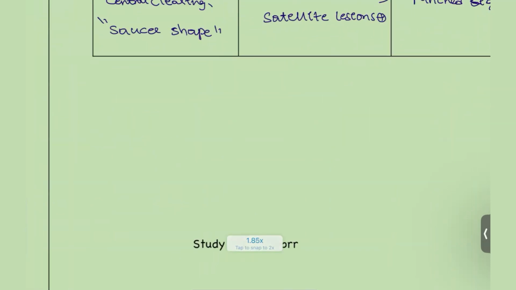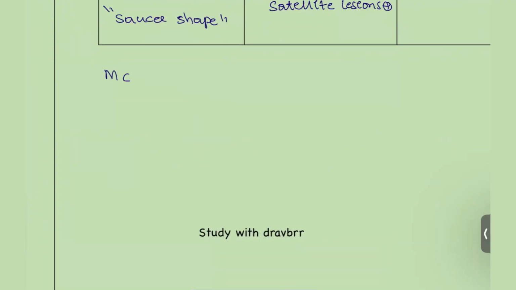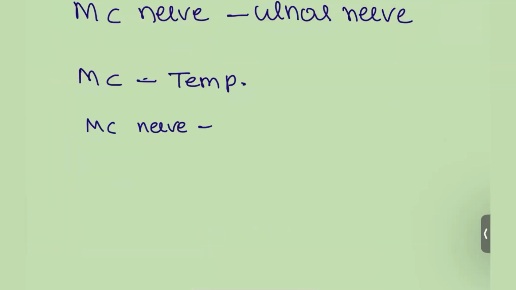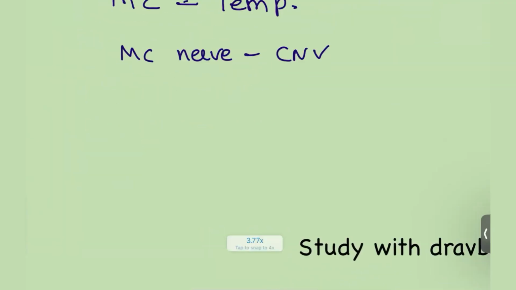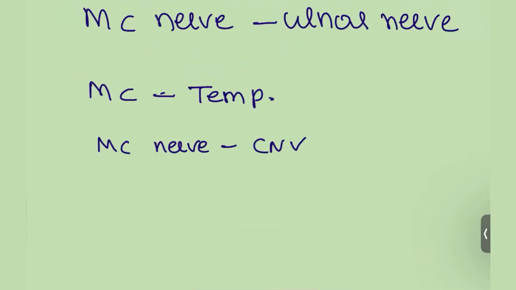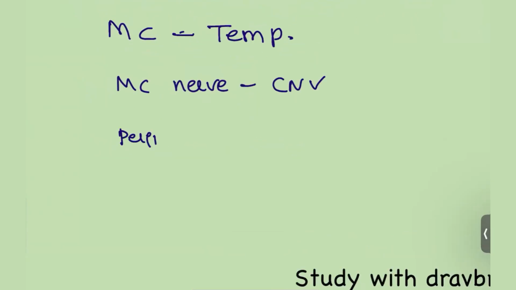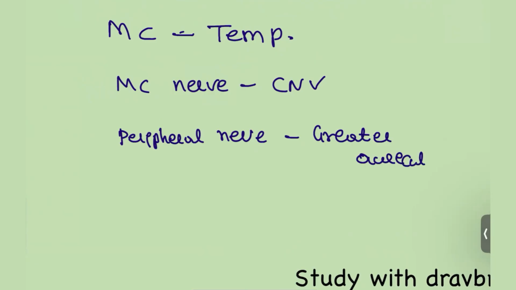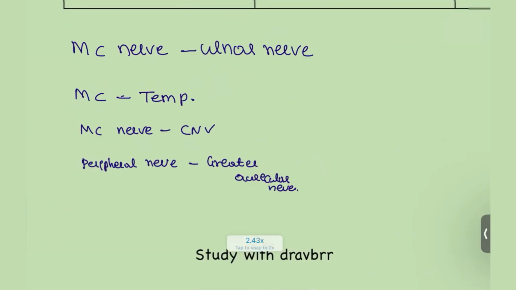Next, some of the important points. The most common nerve that is involved is the ulnar nerve. What is the first most commonly involved sensation that is lost? Temperature. Most common cranial nerve that is involved is cranial nerve 5, the trigeminal nerve. On peripheral nerve thickening, it is going to involve the greater auricular nerve.